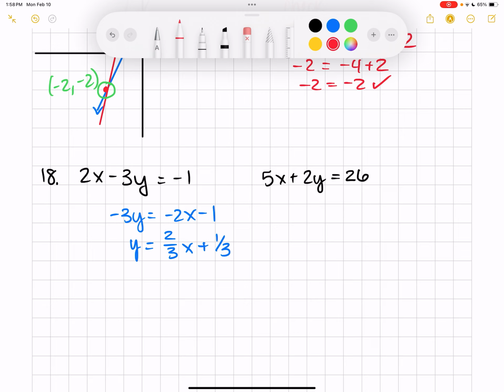Now over here, this one, how do I get y by itself over here? So I've got 2y equals -5x plus 26. Now what? Divide by 2. Divide by 2. So y equals -5 over 2, x plus 13.